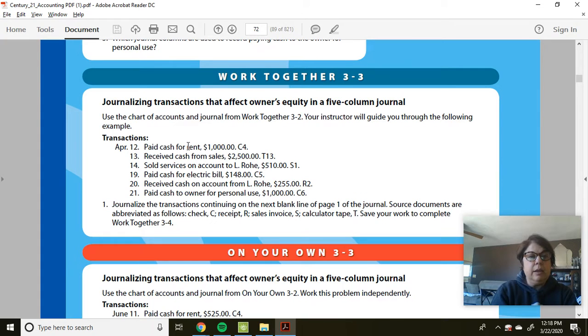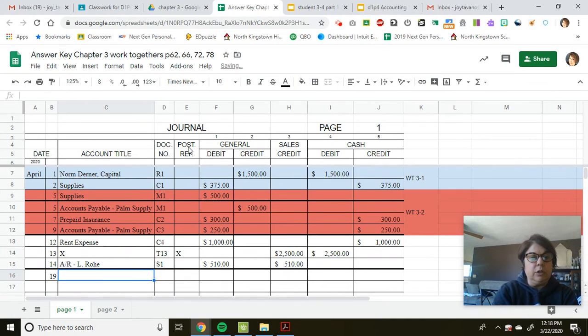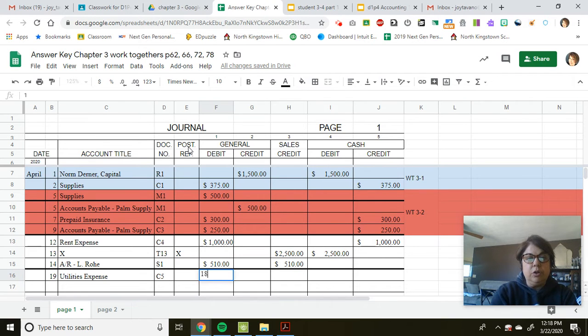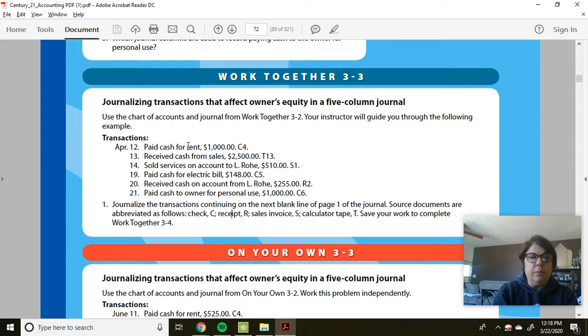The next transaction is the 19th, paid cash for the electric bill. Typically for the electric bill, we use utilities expense, and I'm using check number 5. Whenever I pay cash, it's going to be a cash credit. I'm going to use a general debit. It's $148 general debit and $148 general credit. Hopefully by now you realize that you can pause this video whenever you want, so if I'm going too fast.